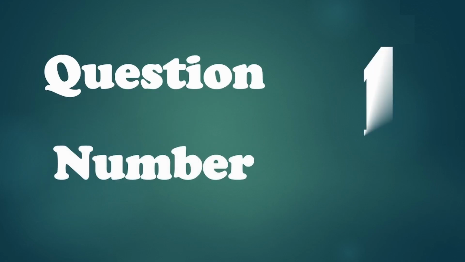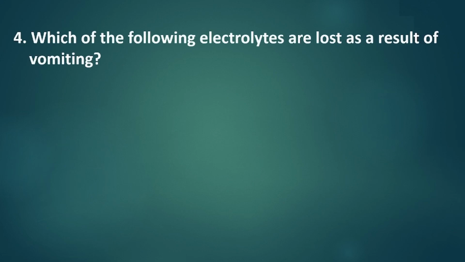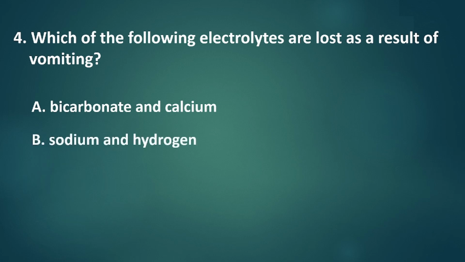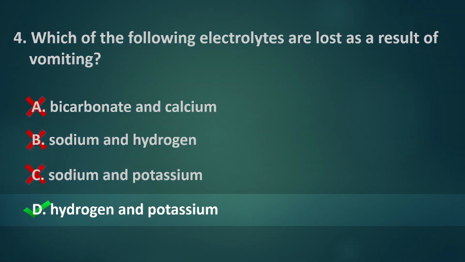Question number 4. Which of the following electrolytes are lost as a result of vomiting? A. Bicarbonate and calcium. B. Sodium and hydrogen. C. Sodium and potassium. D. Hydrogen and potassium. The correct answer is letter D, hydrogen and potassium. In upper gastrointestinal fluid loss, hydrogen and potassium are lost because these electrolytes are present and abundant in the stomach.